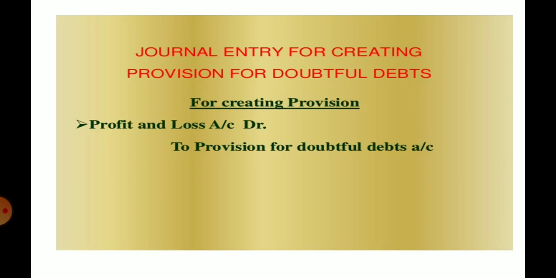The journal entry for creating a provision for doubtful debts is: profit and loss account debit to the provision for doubtful debts account. As you know, this is a nominal account, and the rule of a nominal account is that losses to be faced by the company should be debited and gains are credited. So here it is a loss, so it will be debited.